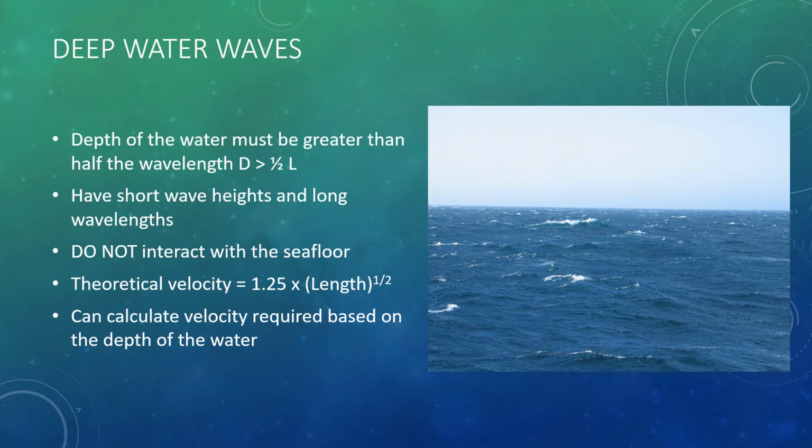reaches the seafloor. We can calculate the theoretical velocity for deep water waves by multiplying 1.25 by the square root of the wavelength. This can be used to calculate the required velocity to have a deep water wave based on the depth of the water we are in.